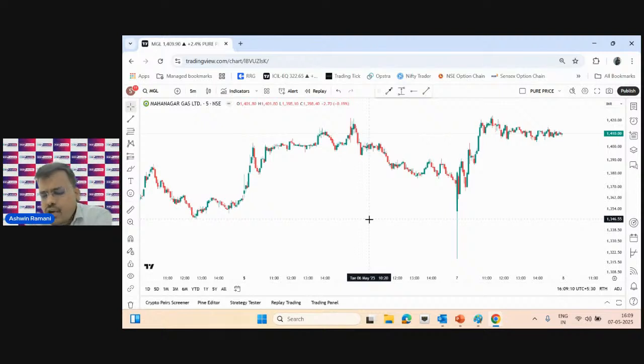I use 60 and 40. Yeah, no problem, Rajendra ji. So any combination that you use is fine, because the concept of divergence that we are going to learn now is going to be different than overbought and oversold.